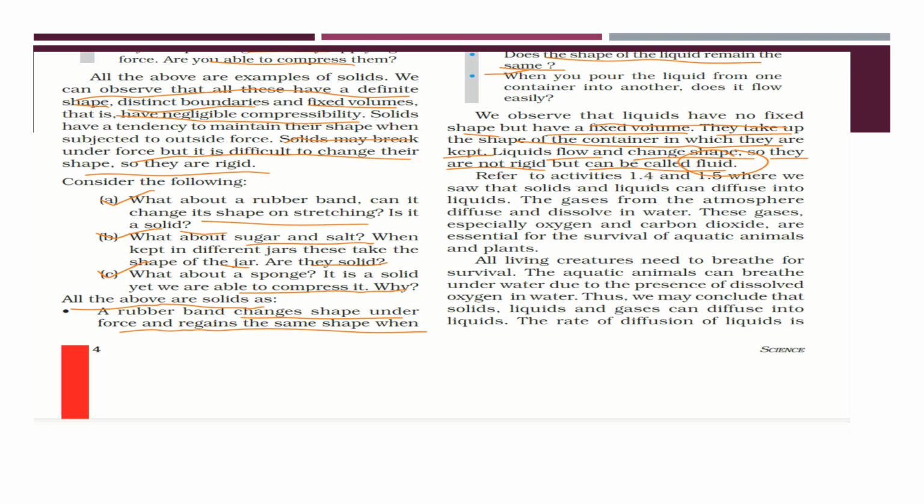Now refer to activities 1.4 and 1.5, where we saw that solids and liquids can diffuse into liquids. The gases from the atmosphere diffuse and dissolve in water. These gases, especially oxygen and carbon dioxide, are essential for the survival of aquatic animals and plants. If this oxygen didn't diffuse in water, what would have happened to the survival of the aquatic animals and plants? As the gases from the atmosphere diffuse and dissolve in water, aquatic plants and animals are able to survive.